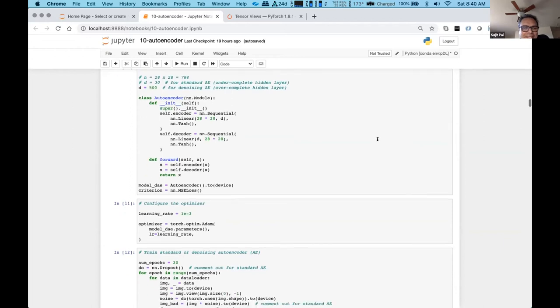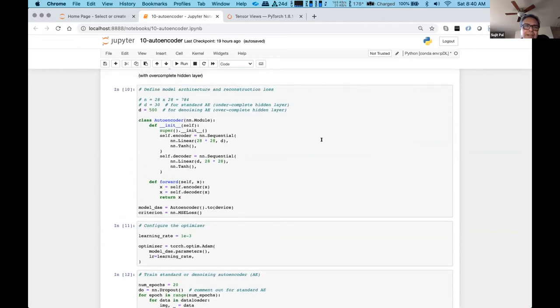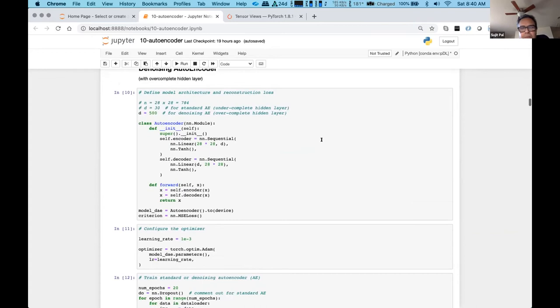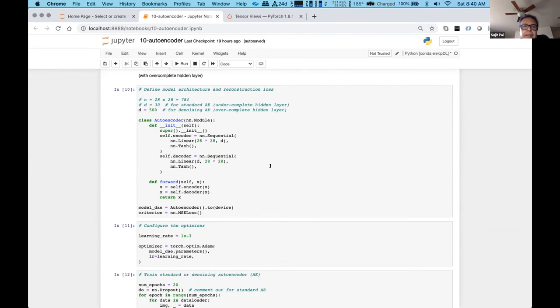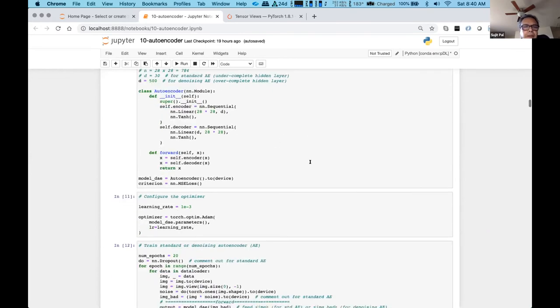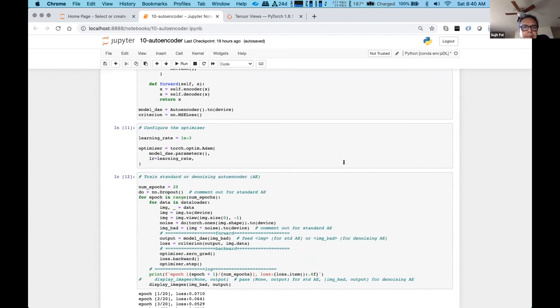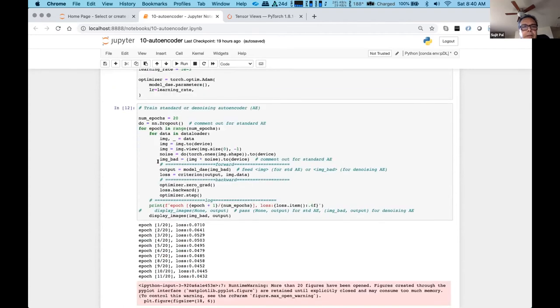Yeah, okay. So again, with the denoising autoencoder, there is not much difference structure-wise, except that D here is much higher compared to the previous one, and everything else is the same. So now, instead of passing in the image directly, you pass in a noisy image. And the way he's done it is actually quite cool, I thought.